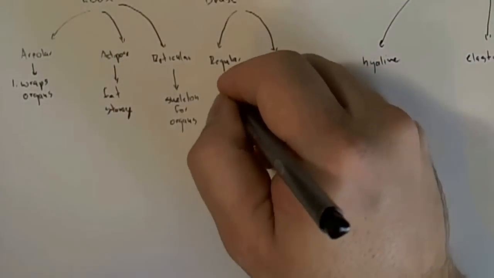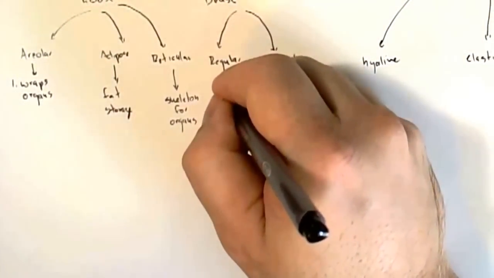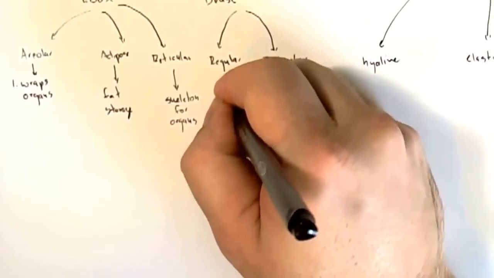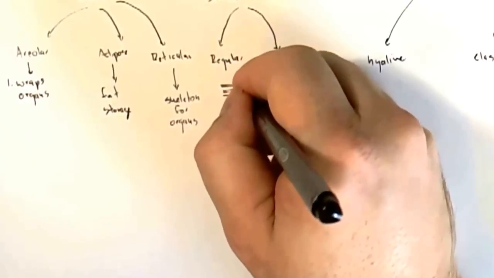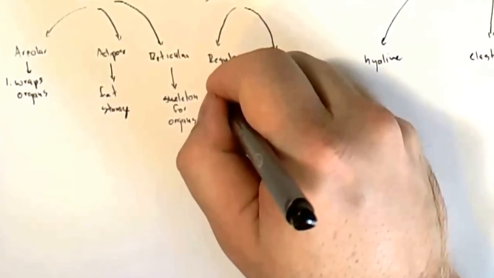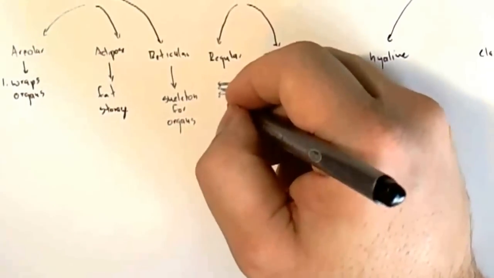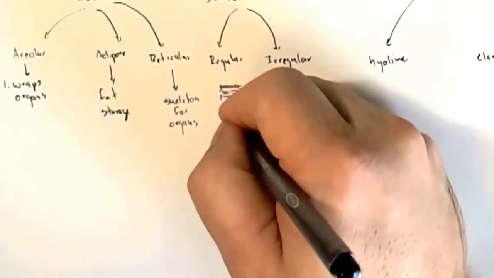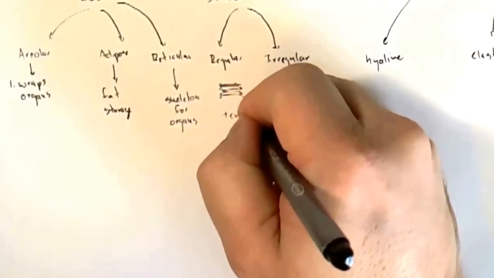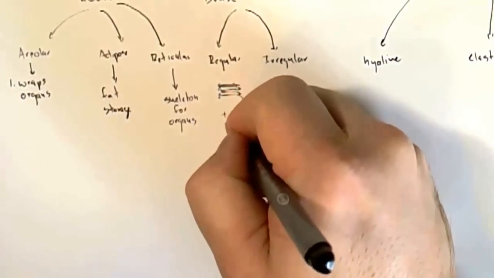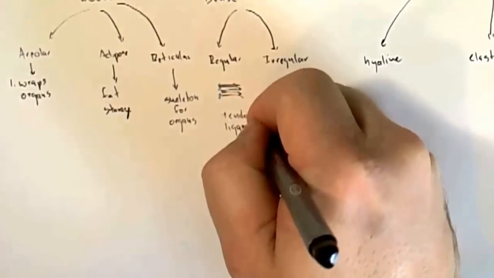Dense regular, when you look at it, it looks very in line. So the tissues look very linear. And I think if I asked you to think about something in your body that's very long and straight, you'd probably think of tendons and ligaments, so long and strong.